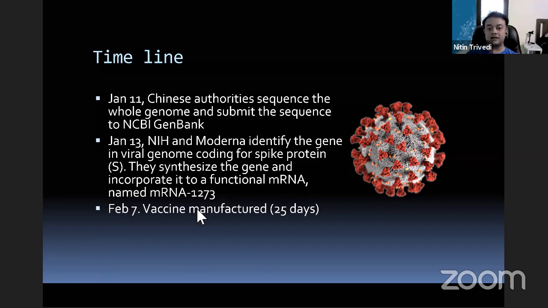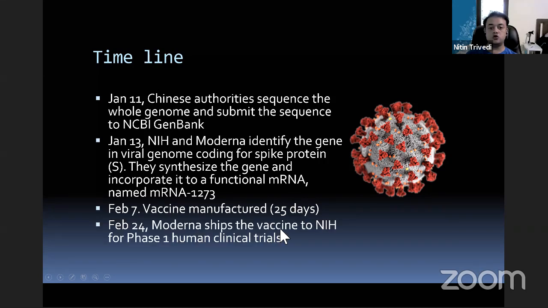So February 7th, they completed the vaccine manufacturing within 25 days. And by 24th of February, Moderna ships the vaccine to the NIH for phase one clinical trial. Any kind of vaccine needs elaborate human clinical trials to see the safety and efficacy. Does the vaccine work, or is the vaccine safe? All these things are really important. So that is why clinical trials take a really long time. You need a lot of statistical testing, hypothesis testing, p-values, all these are needed.